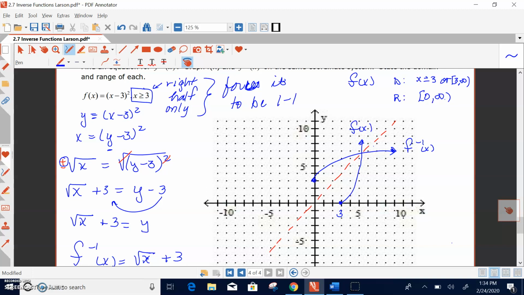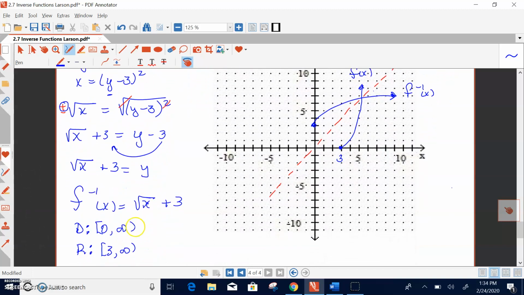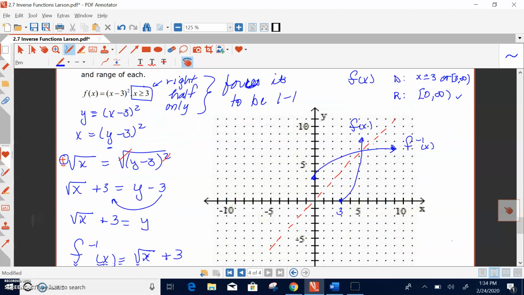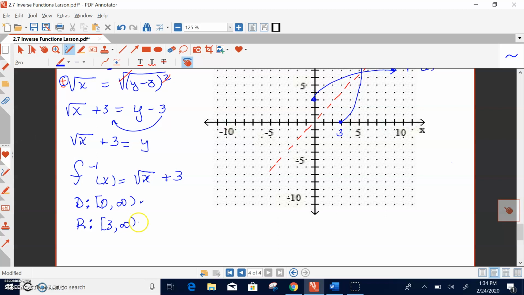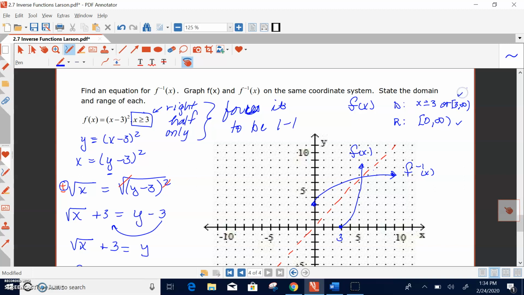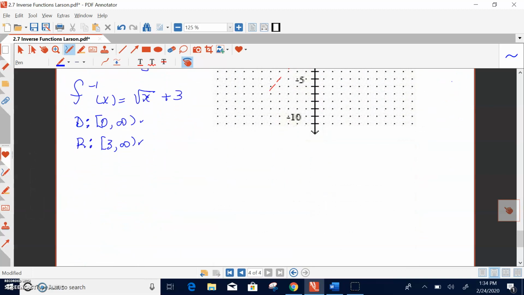Now take a look at the domain and range for f of x and the domain and range for the f inverse. Probably can't get those in the same screen. Domain for the inverse is 0 to infinity. Range for the inverse is 3 to infinity. They've been switched. The range for f is 0 to infinity, and the domain for f is 3 to infinity. Notice that switching aspect.